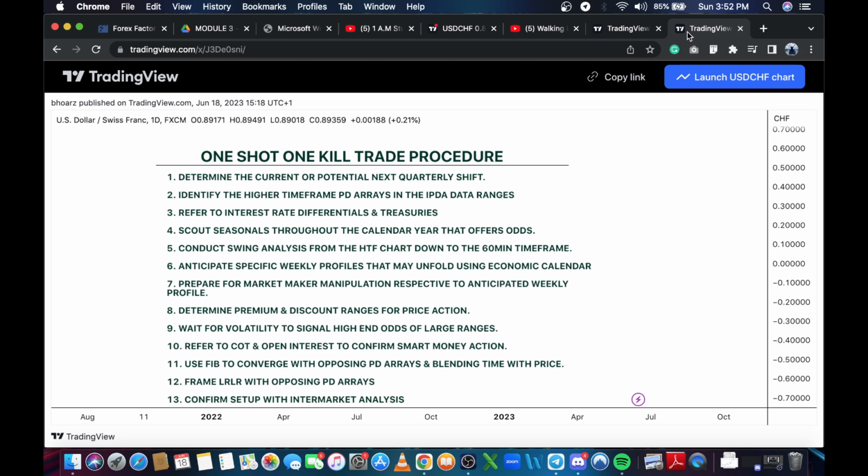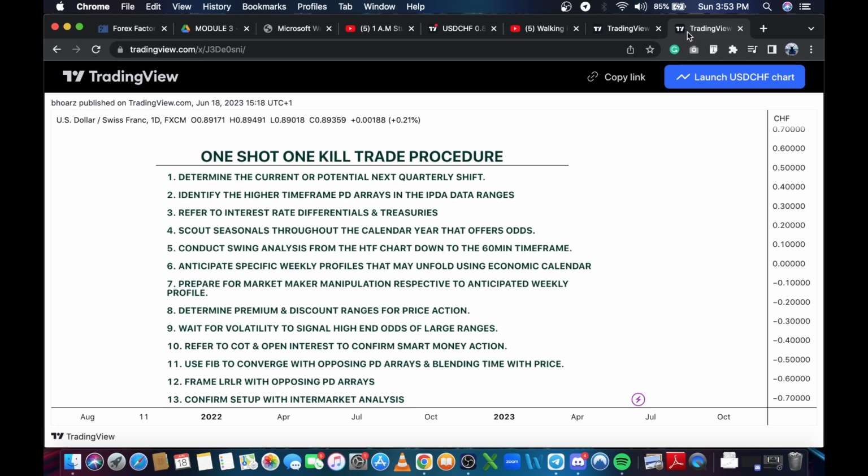Once you identify the quarterly shift, you already know you're going to find more weekly range expansion in the direction of that quarterly shift versus against. So if you have a bullish quarterly shift, you're going to see more bullish weekly candles versus bearish weekly candles. And that is a very strong bonus, because it aids in your anticipation of high time frame price delivery each week.